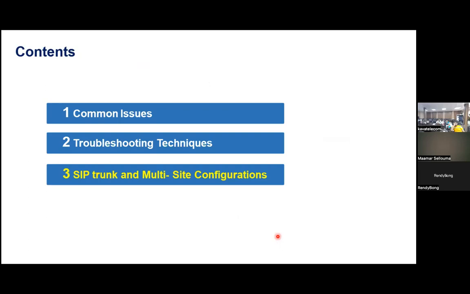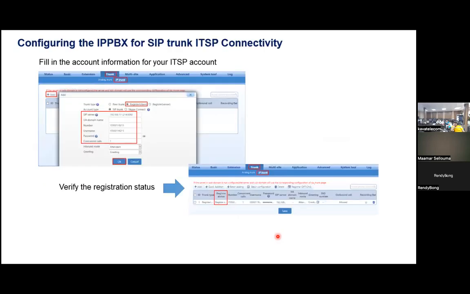Okay, so let's focus on the last one, the SIP trunk and multi-site configuration. The SIP trunk is very important for our new partners. Just go to the trunk, IP trunk, and fill in the account information of your ITSP account. You can choose the trunk type. For example, here you need to register the device, so you need to fill in the ITSP account credentials correctly. Then press OK, and check the status to see if it is registered successfully.